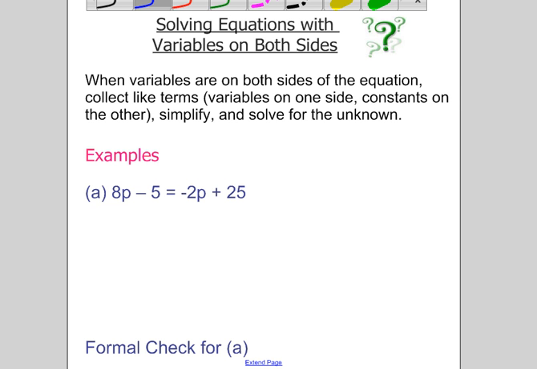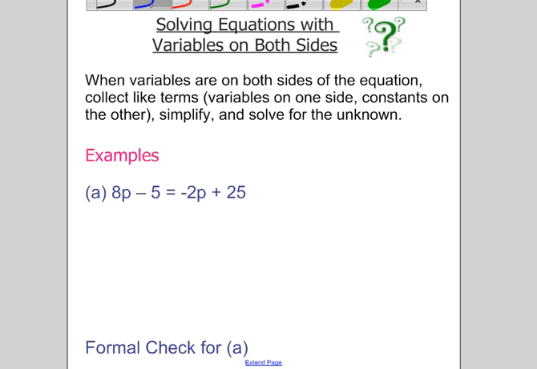So if we look at example A, we'll notice that on the left-hand side there's a subtract 5. We don't want that to be there. And so to get rid of subtracting 5, we need to add 5 to both sides. Likewise, on the right-hand side, we'll notice that we have a negative 2p. And again, you don't want your letters on the right, you want your letters on the left. So to be able to get rid of that or cancel that out, we need to add 2p to the right-hand side. And if you add 2p to the right, you need to remember to add 2p to the left.